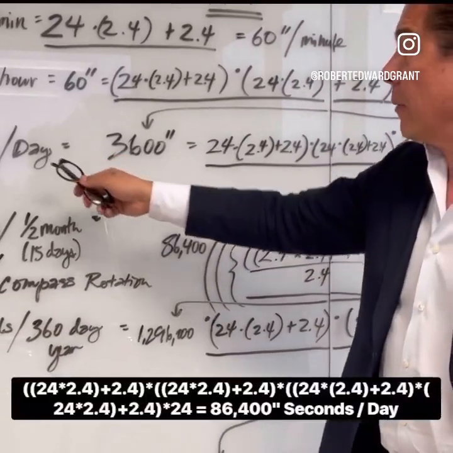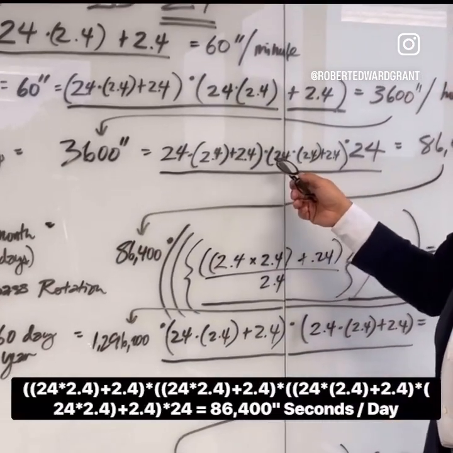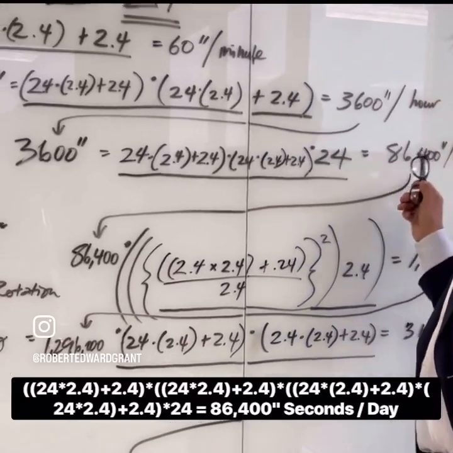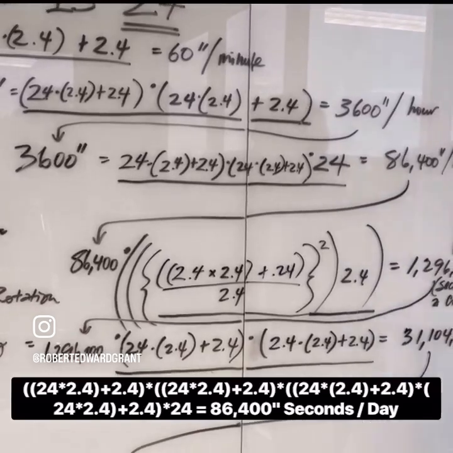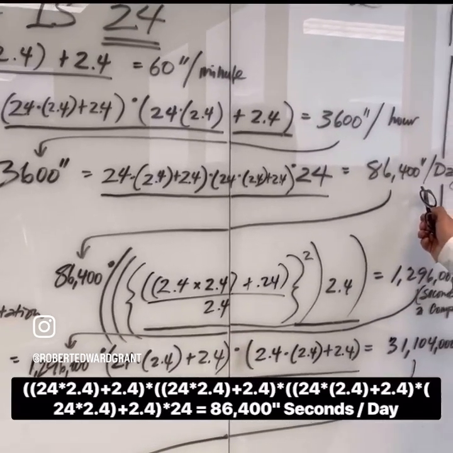So now let's find the number of seconds in 1 day. That's going to be 24 times 2.4 plus 2.4 times 24 times 2.4 plus 2.4 times 24 equals 86,400. So that's the number of seconds in 1 day.